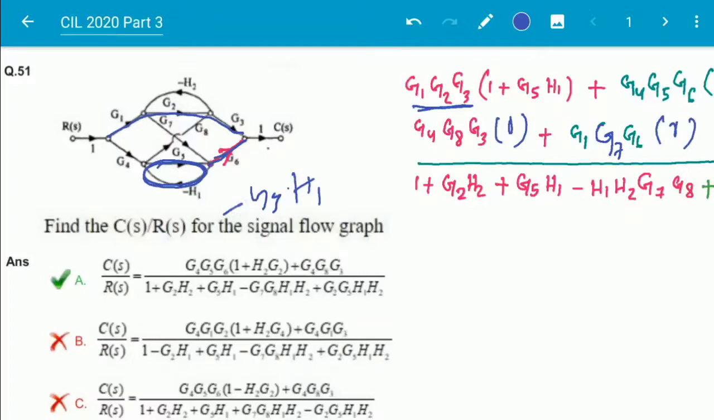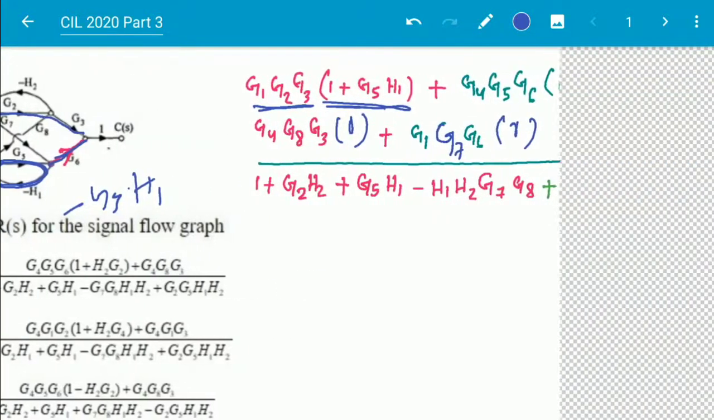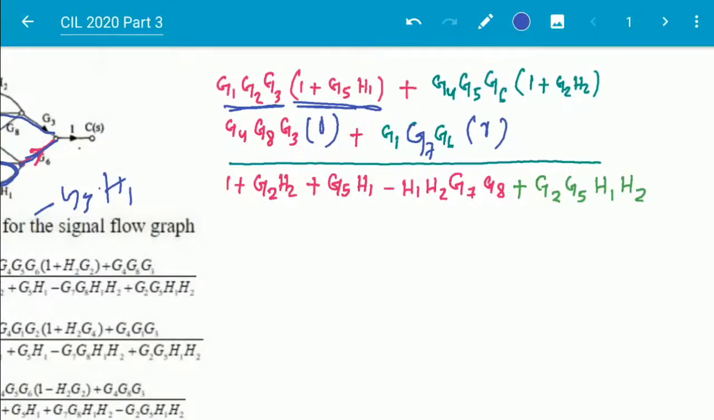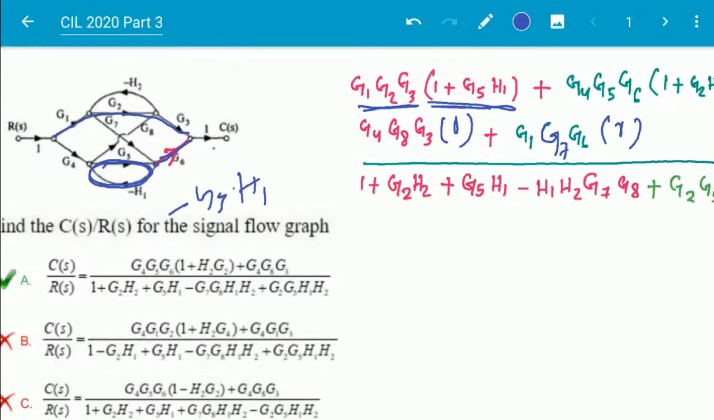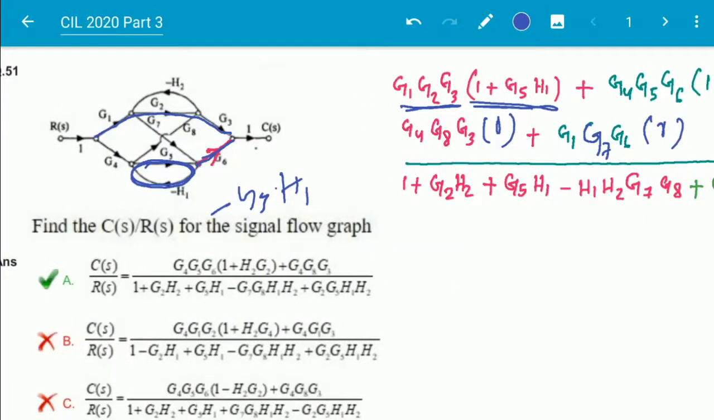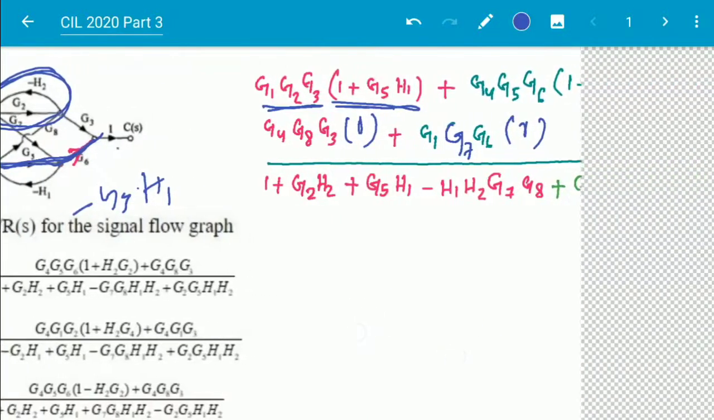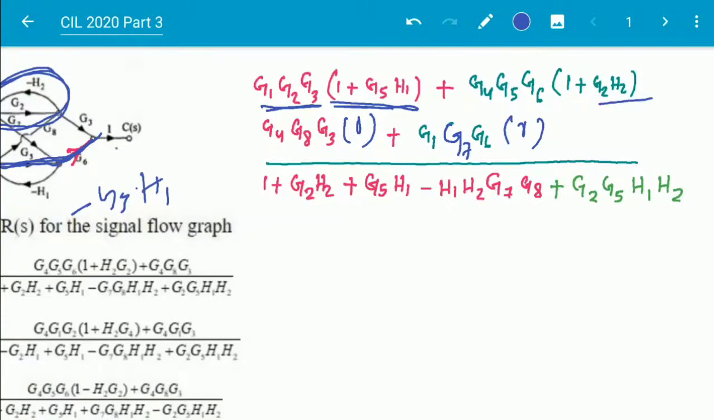Its gain is minus G5 H1, so here we put 1 plus G5 H1. And the next one, G4, G5, G6 is this one. This is the forward path, and the loop not touching this forward path is this one, G2 H2, so 1 plus G2 H2.